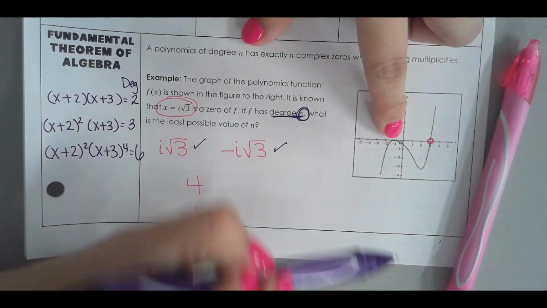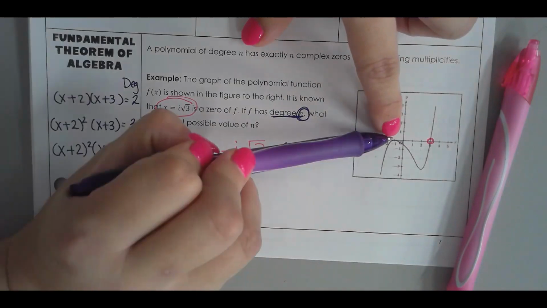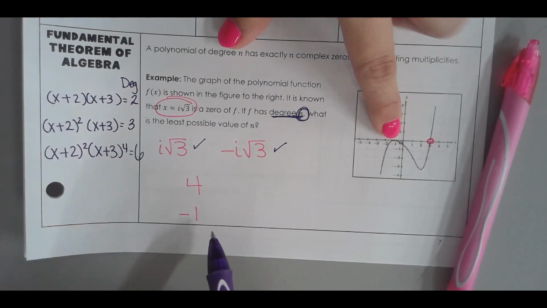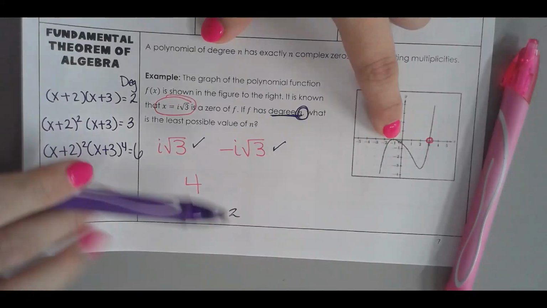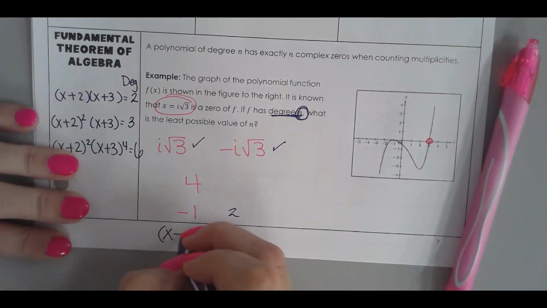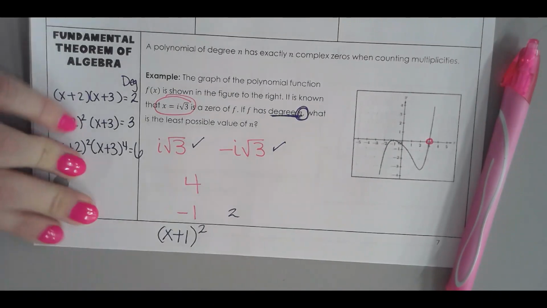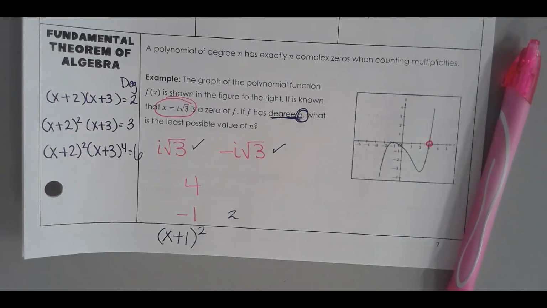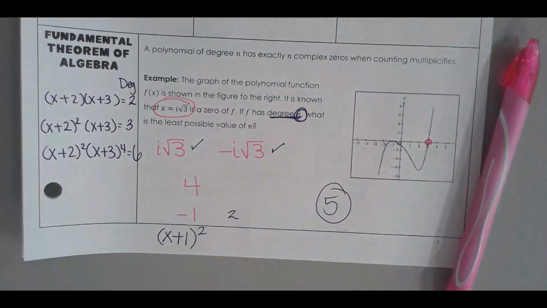At the x-intercept at -1, notice it bounced. What does your degree have to be for it to bounce? Has to be even. What's the lowest even number? 2. So that factor is at least (x plus 1) squared. So this question is asking what's the least possible degree? Your answer is 5.